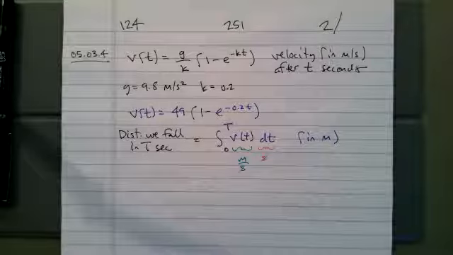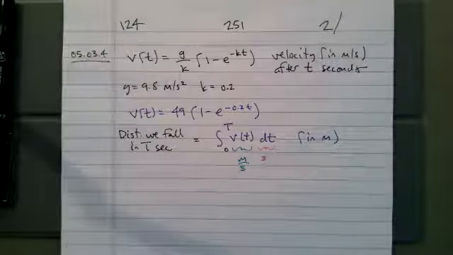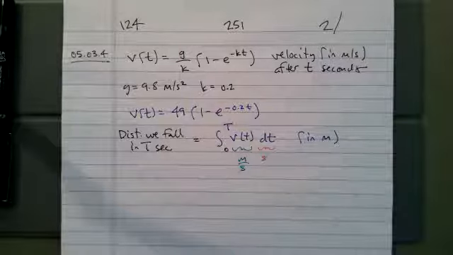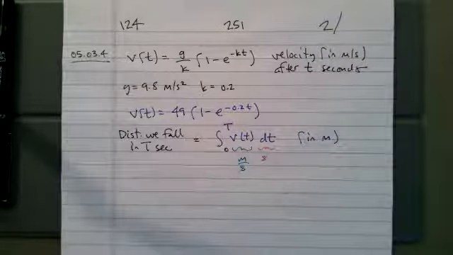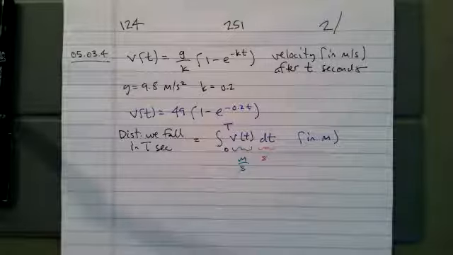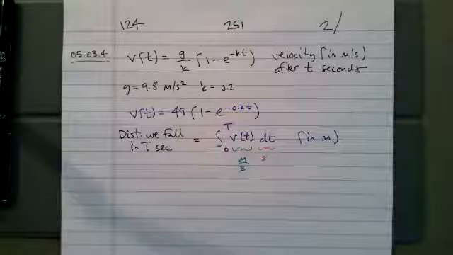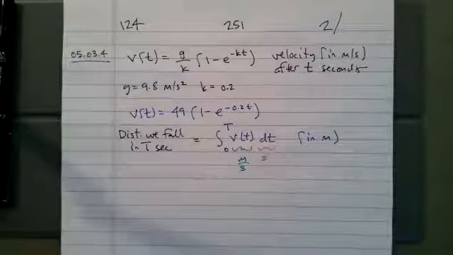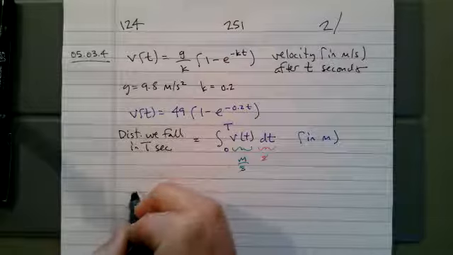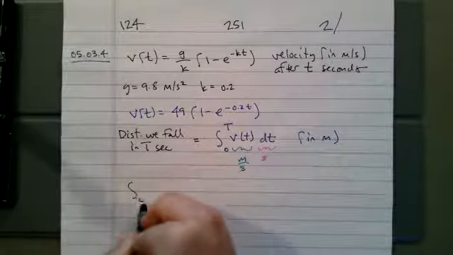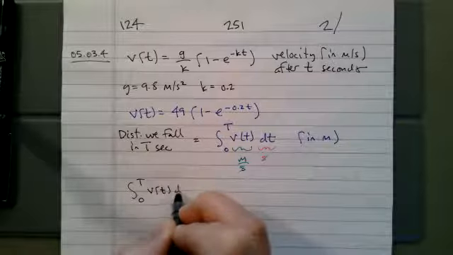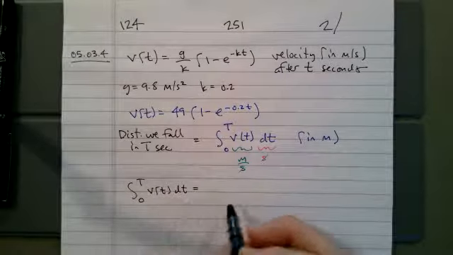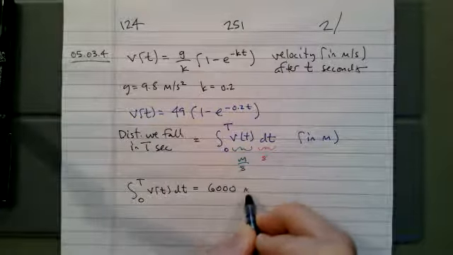The next question says, if we jump from 6,000 meters above the ground, we want to find an equation whose solution is the number of seconds you fall before hitting the ground. What we want to find out is when we hit the ground after a certain amount of time, we have fallen 6,000 meters. So if we solve the integral from 0 to t of v of t dt, we want to find out when the distance we've fallen is equal to 6,000 meters.